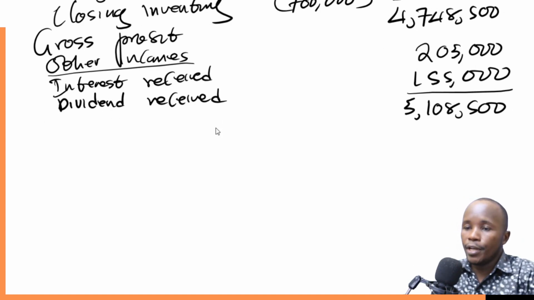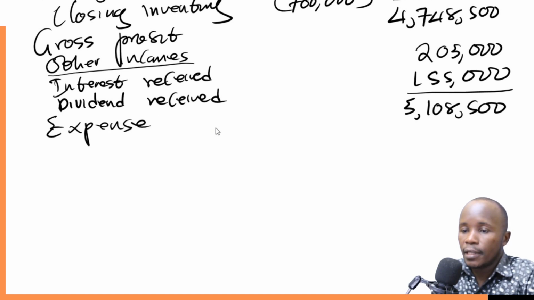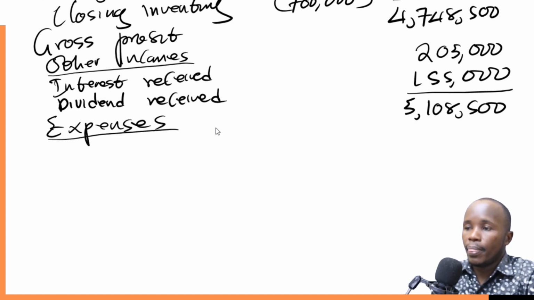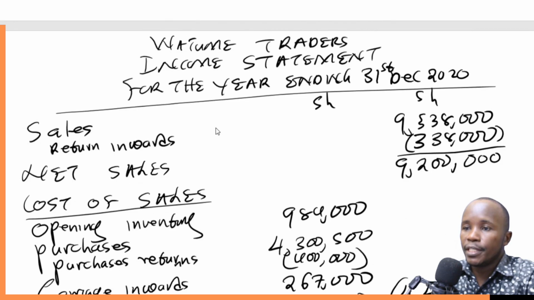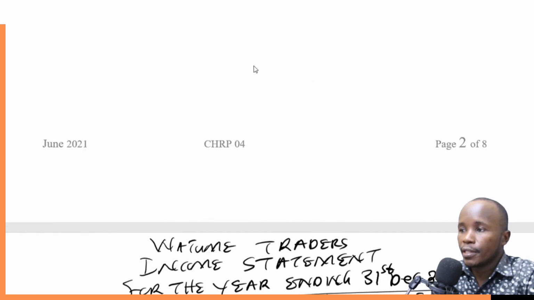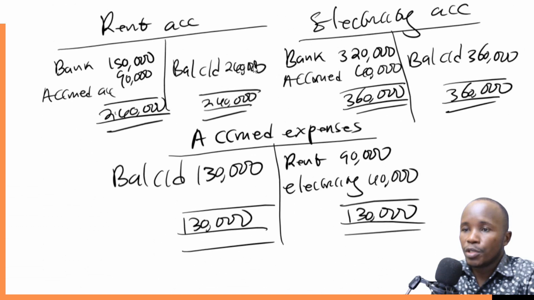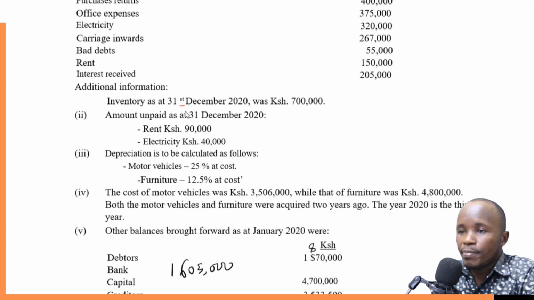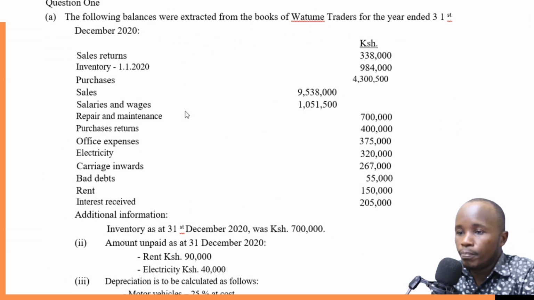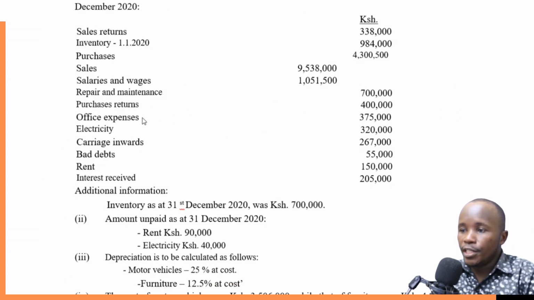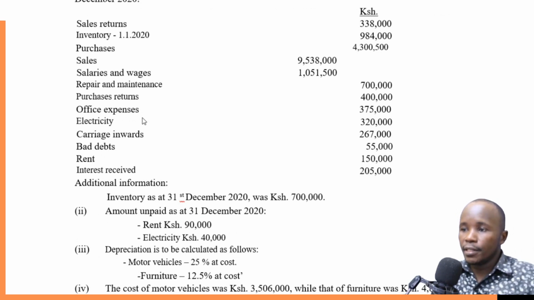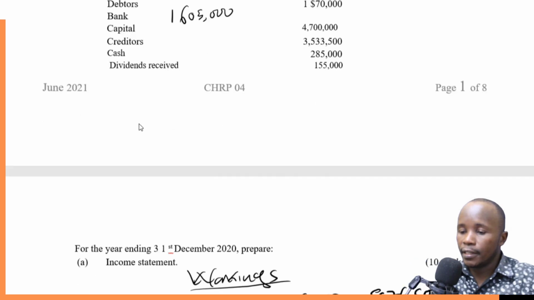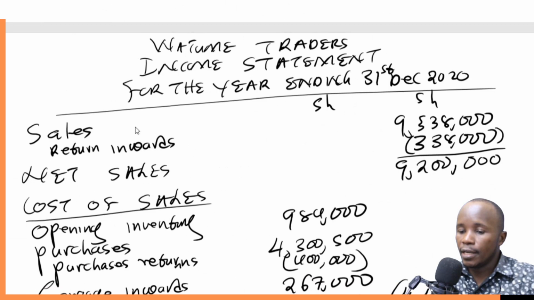The next thing we need to do is to look at the expenses. Expenses that are related to business, we call them allowable expenses. There are expenses which may not be allowed. In this case, we are going to have our expenses. Let's start from the top. Salaries and wages. These are our allowable expenses. So we have 1,051,500 for salaries and wages.